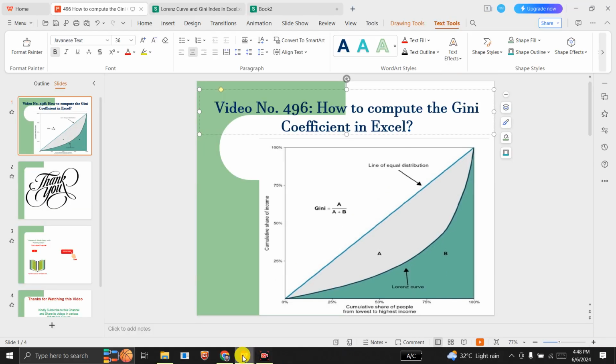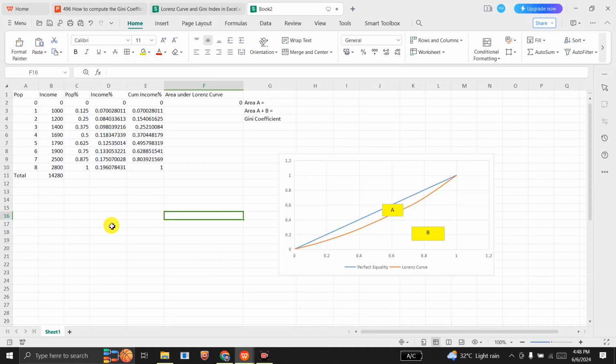So let me share with you the data. Here is my data. This is the data that I used previously, and I drew this Lorentz curve. This red one is the Lorentz curve, and this blue straight line is the line of perfect equality. So you can see from the legend, this blue line shows the perfect equality line, and this red curved line is a Lorentz curve. And using the same data, I'm going to calculate or compute Gini coefficient.